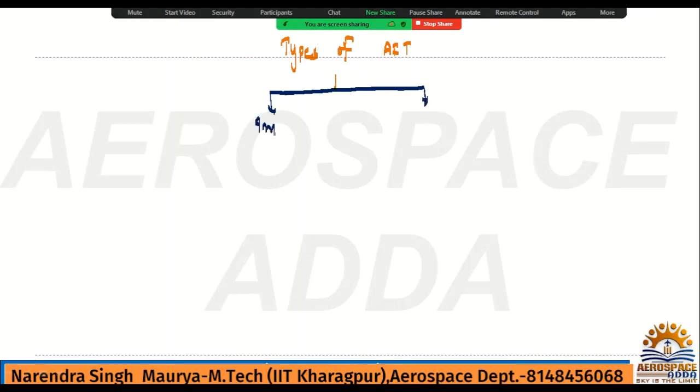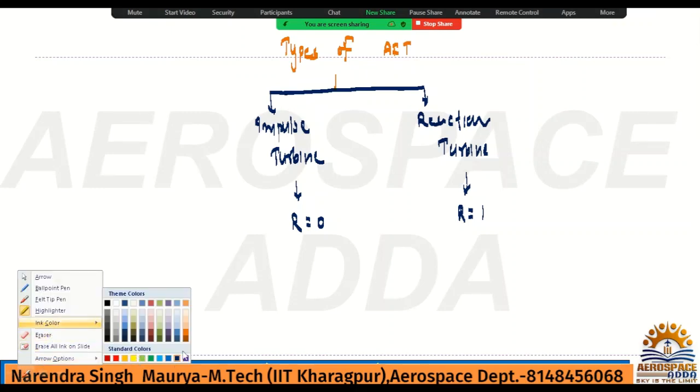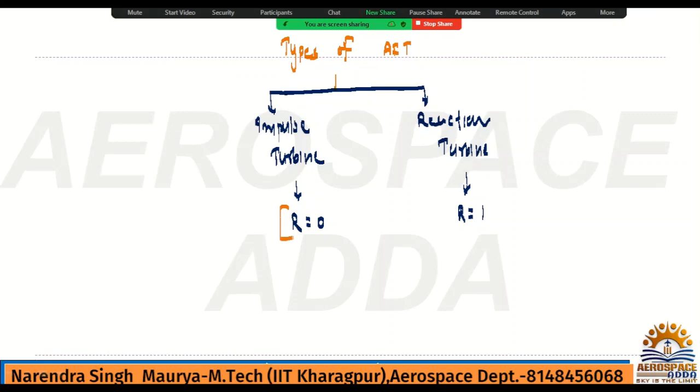The first one is impulse turbine and the second one is reaction turbine. In the compressor I had already explained what the impulse turbine is. If the degree of reaction is 0, then it will be called an impulse turbine. I'm not going to give so much definition, it is already explained in the compressor, so in short I'm giving. And reaction turbine, if the degree of reaction is 100%, or in number it is 1, then it will be called a reaction turbine.